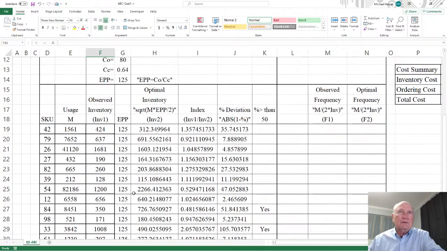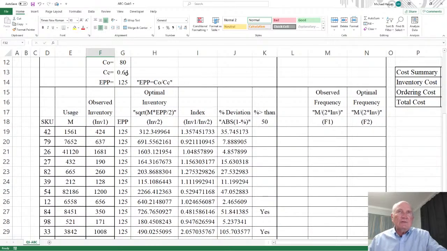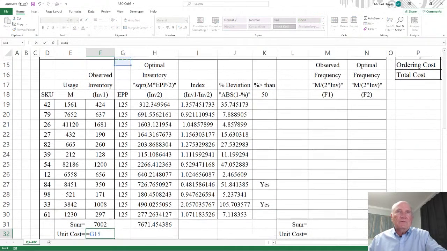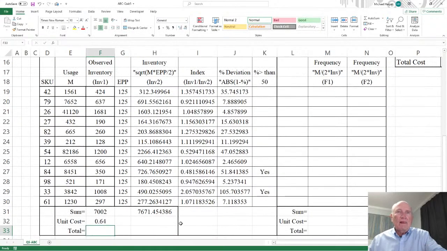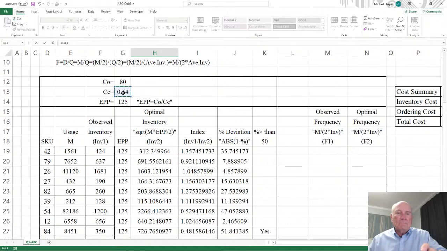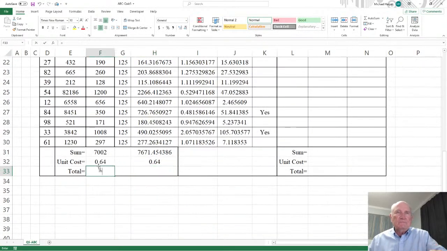Let's take the unit cost here, which is equal to 0.64. And this is equal to 0.64. And then multiply.